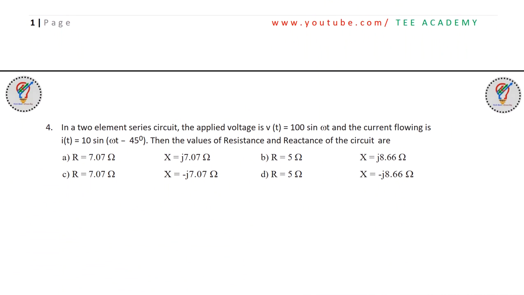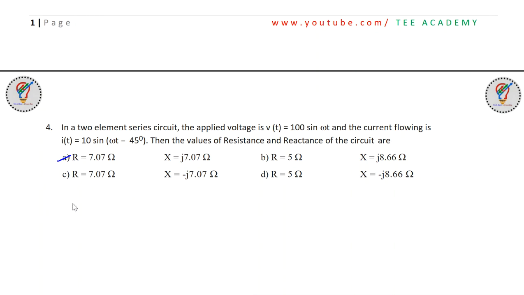In a two-element series circuit, the applied voltage is V of t equal to 100 sin omega t, and the current flowing is I of t equal to 10 sin (omega t minus 45 degrees). Then the value of the resistance and reactance of the circuit are. Now pause the video and solve the problem. Okay, so I will do the answer. So the answer here is A.